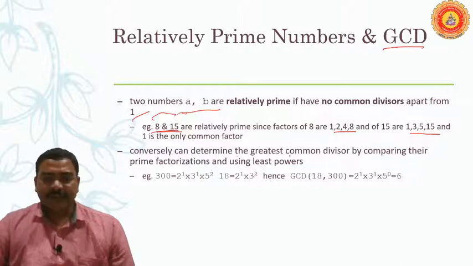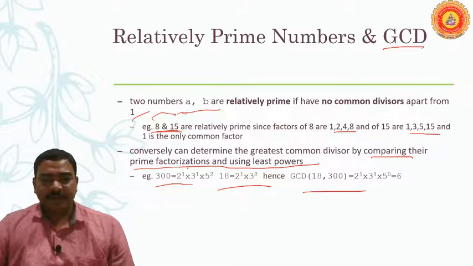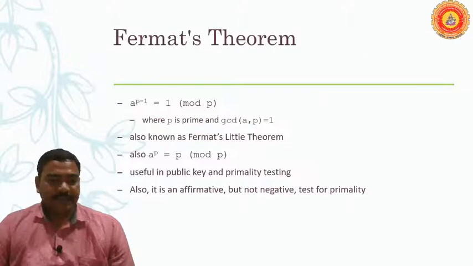Conversely, we can determine the greatest common divisor by comparing their prime factorizations and using the least powers. So by using that, we can calculate the GCD.